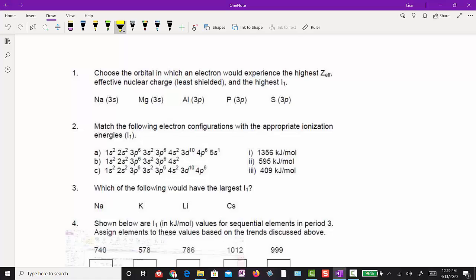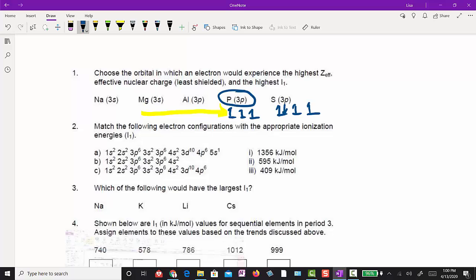If we look at these, they are all going across a period; they're all in the third period. Normally the one farthest to the right would be the highest. However, phosphorus has 3 electrons in its outer p subshell, whereas sulfur has 4. So in this case, phosphorus would have a slightly higher ionization energy.